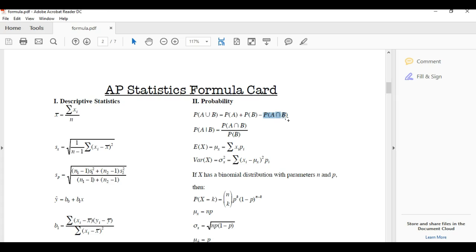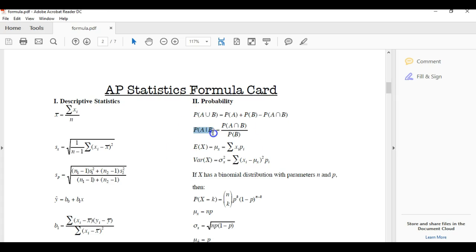Now, if the situation is mutually exclusive, meaning you can't do it at the same time. For example, what's the probability I drive a Ford Explorer or drive a Jeep? That's the probability I drive a Ford Explorer plus the probability I drive a Jeep. We don't subtract the both because it won't happen at the same time.